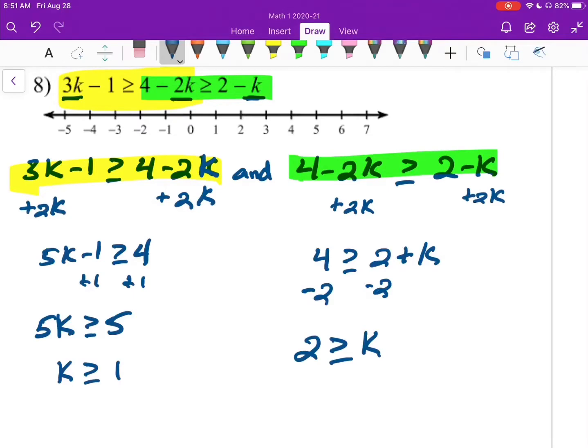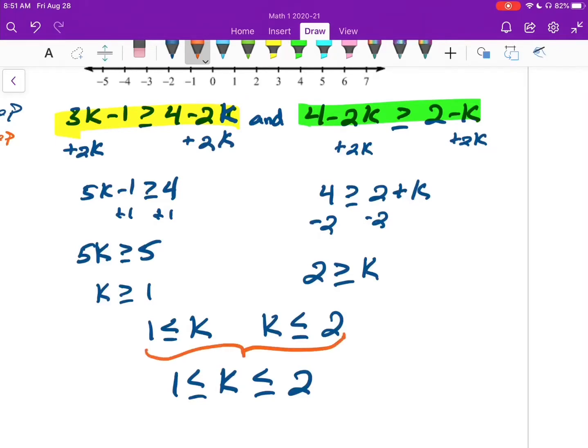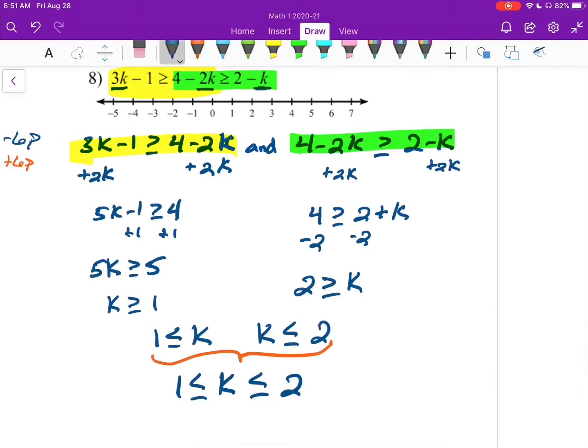Now, just to make this easier, I'm going to write both of these to where my k is on the inside. So this one over here is going to be 1 is less than or equal to k, and this one over here is going to be k is less than or equal to 2. And we could combine those up and say, well, 1 is less than or equal to k is less than or equal to 2. And I put those back together. So now we have a nice inequality that we can graph again.